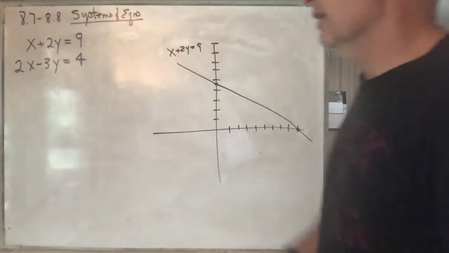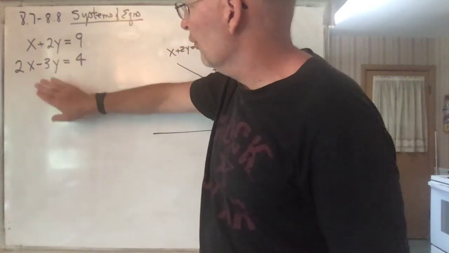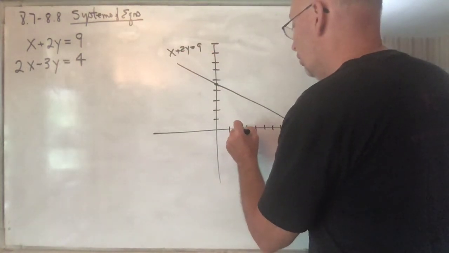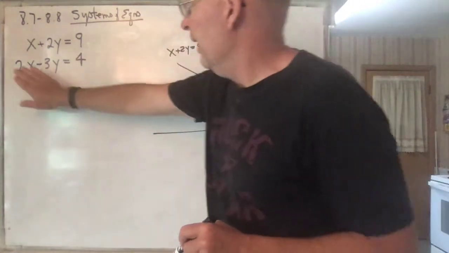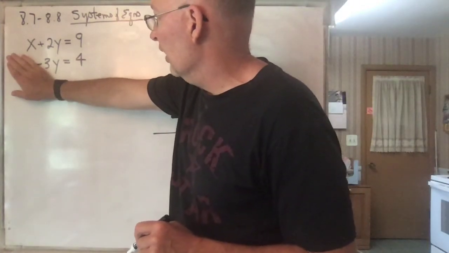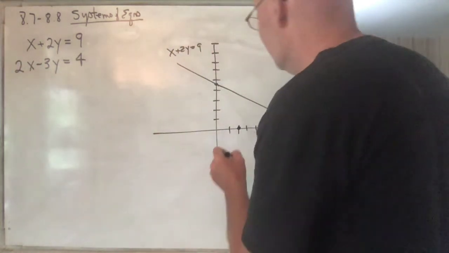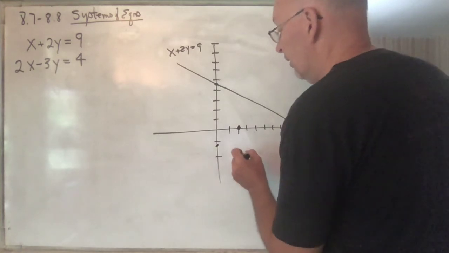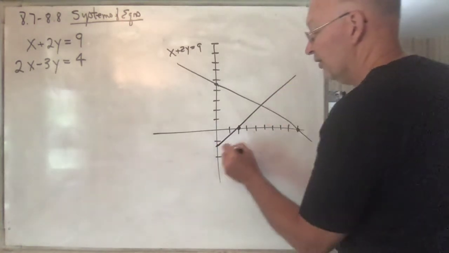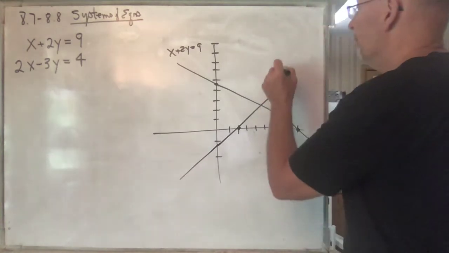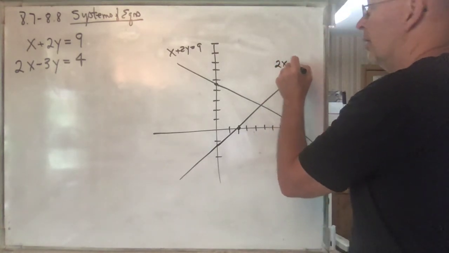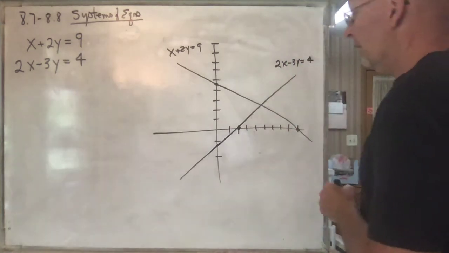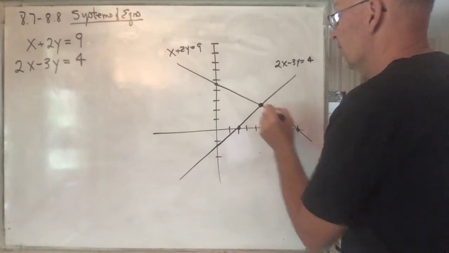And now we have another line. 2x minus 3y equals 4. If y is equal to 0, x would be 2. So there's a point on the line. And if x is 0, y would be what? y would be negative 4/3. Here's negative 1, there's negative 2, negative 4/3 would be about like that. So it goes through those 2 points. So it looks something like that. So it looks like they intersect someplace right about there.